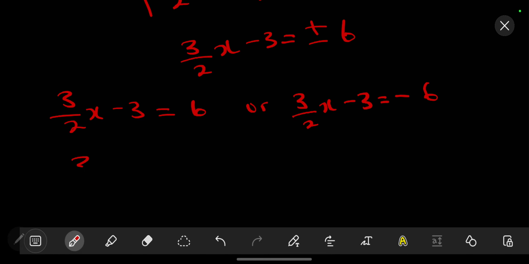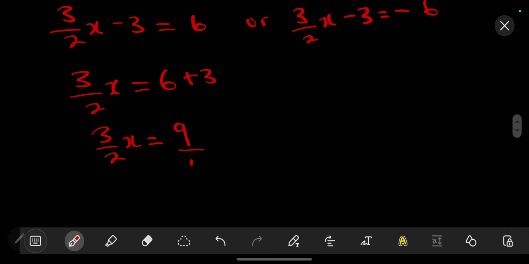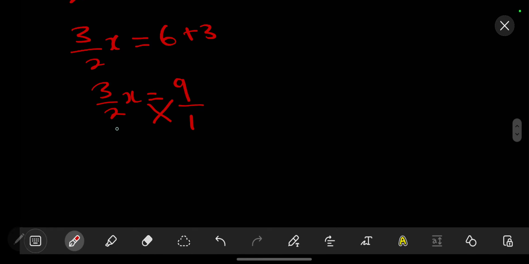So it will be 3 over 2x should be equal to 6. Then we are going to add our 3 when it crosses this sign. So we are going to have 3 over 2x, which should be equal to our 6 plus 3, will give us 9, like that. Then from here we can cross multiply.